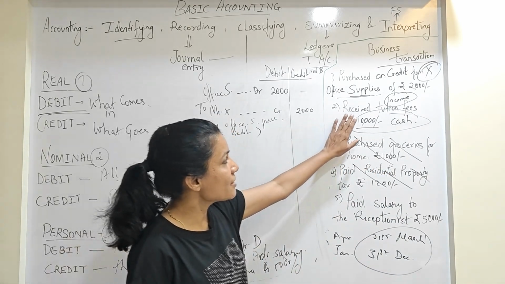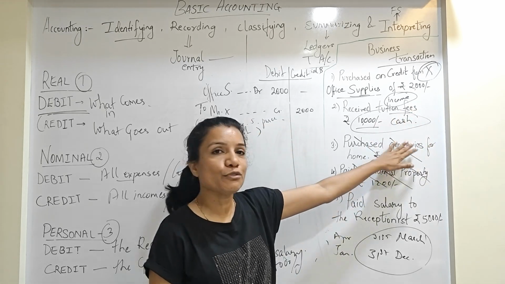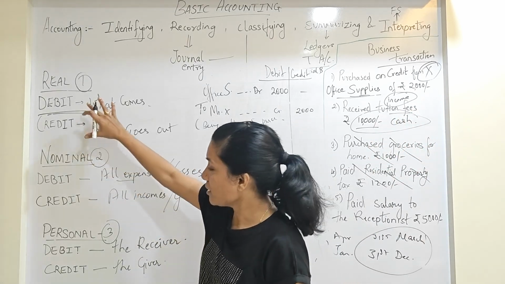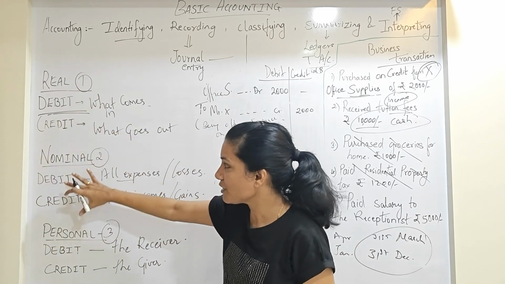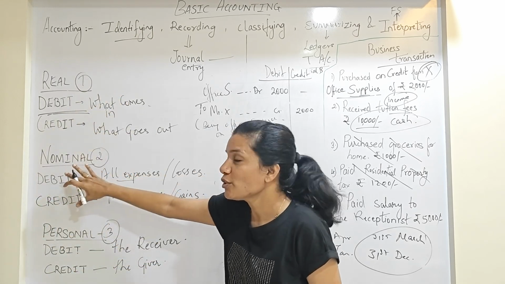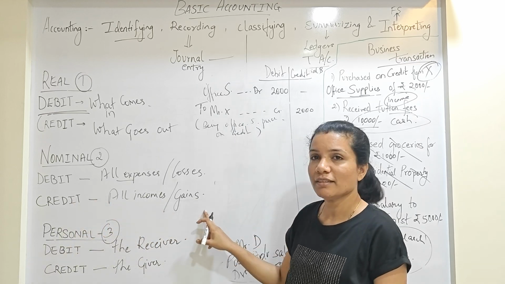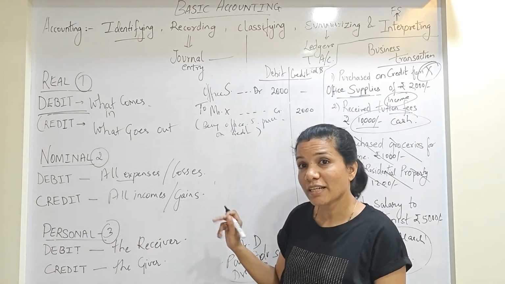What about the second one? Received income as tuition fees of rupees 10,000. Now tuition fees, what type of account is it? Tuition fees is my income. Income is a nominal account. So nominal account says credit all income and gains. So income will be credited.